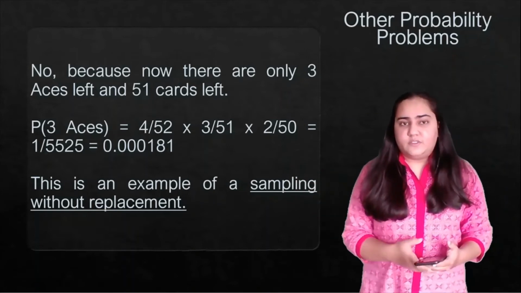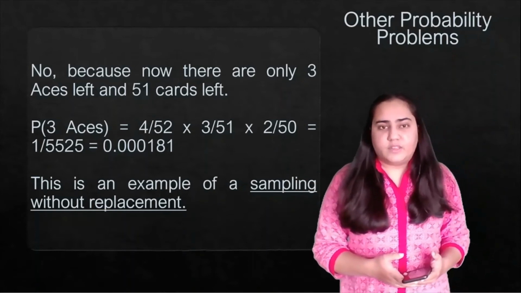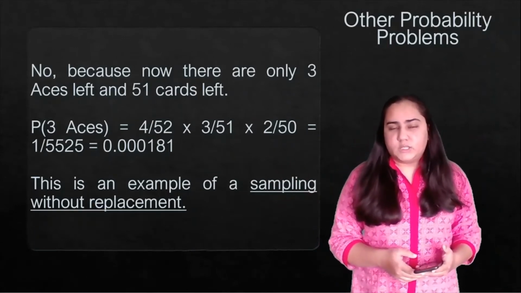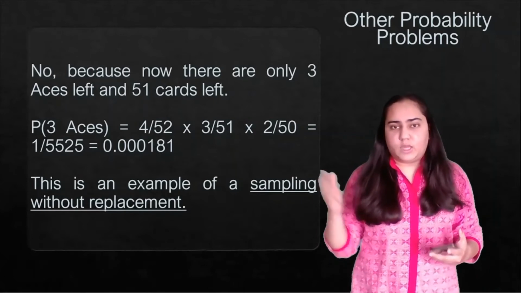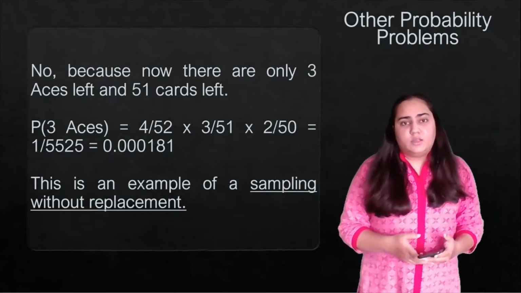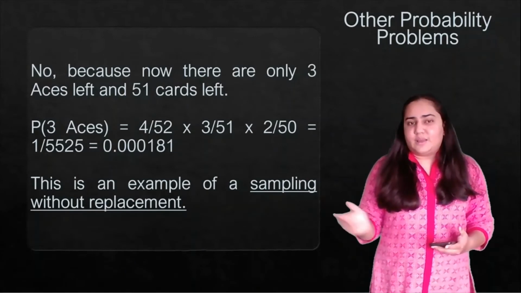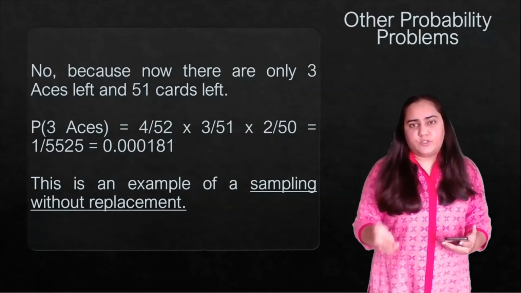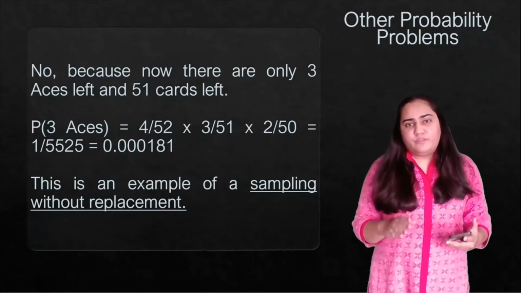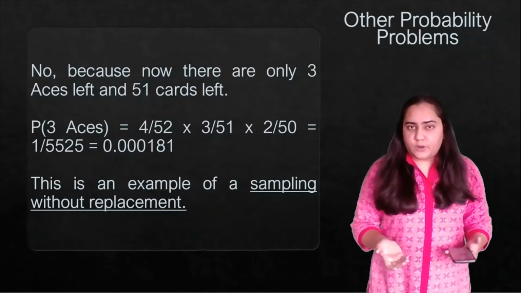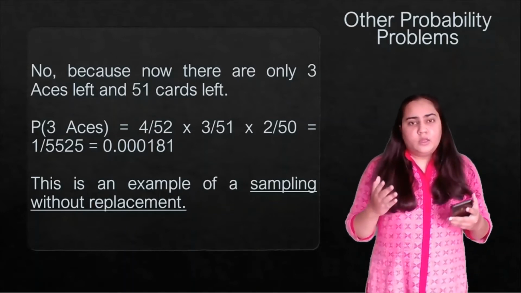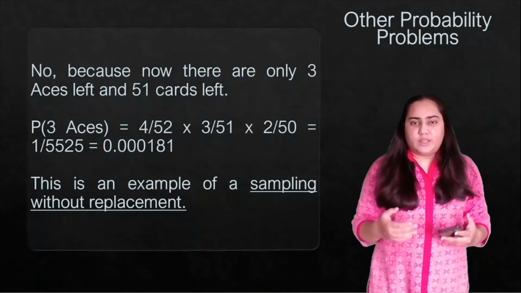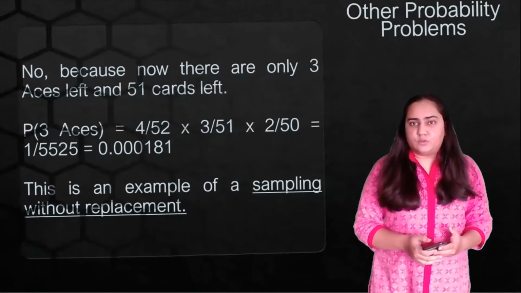And that gives you 1 by 5,525, which results in this value, 0.000181. You can verify that for yourself. So this is an example of sampling without replacement, which means you did go into the deck of cards, you picked a card, but afterwards, before making another attempt to pick a card, you did not put your original card back. So this is an example of sampling without replacement.